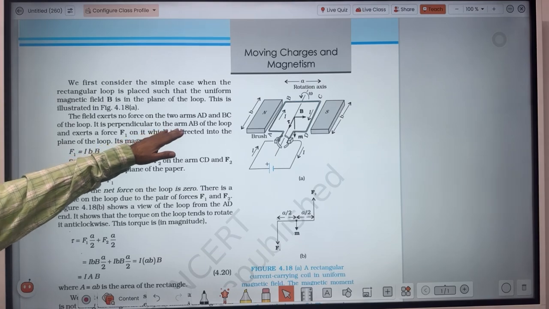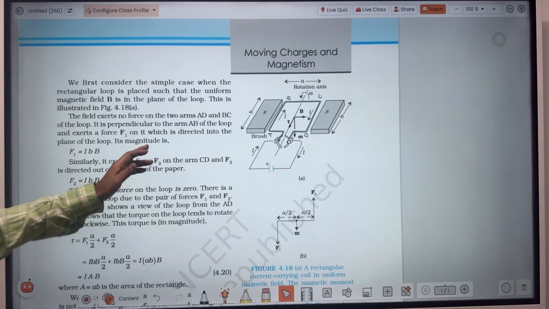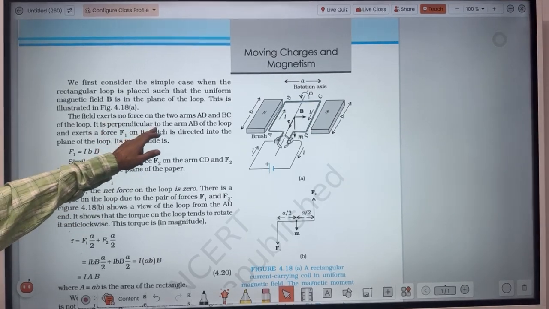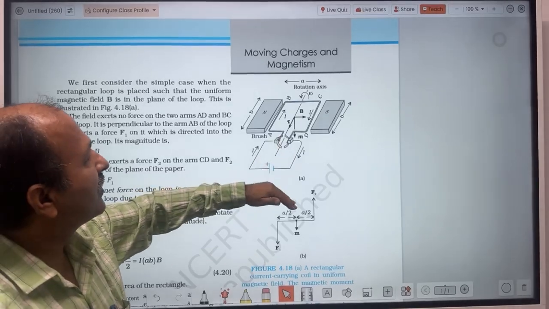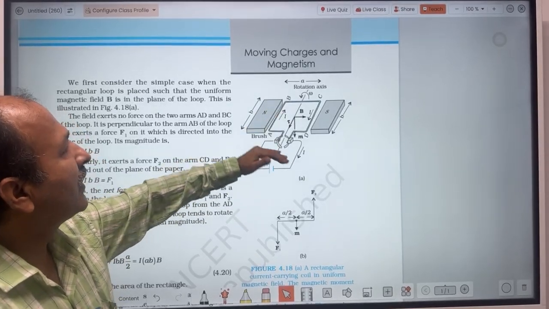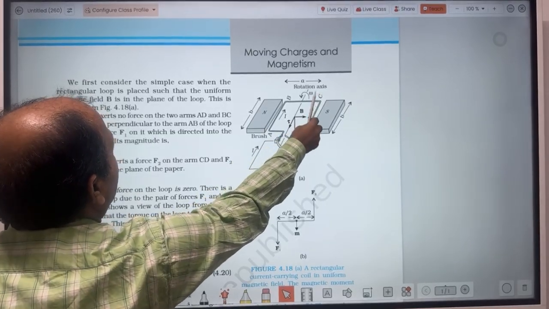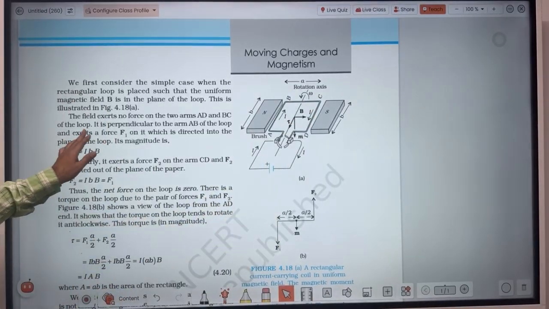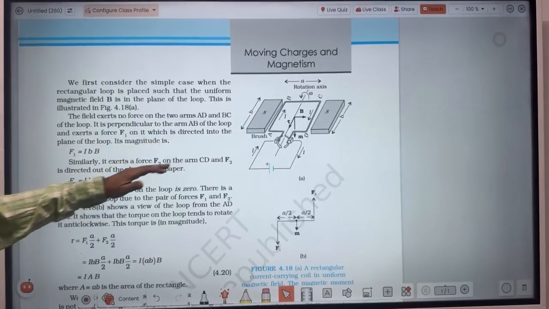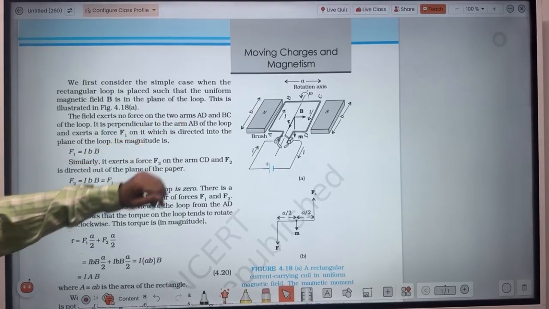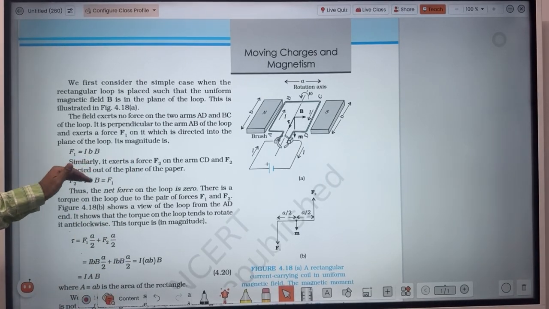It is perpendicular to the arm AB of the loop and exerts a force F1, right? Where is arm AB? Arm AB is this, correct? So on this arm there will be force. So it is perpendicular to arm AB of the loop and exerts a force F1 on it, which is directed into the plane of the loop. That is shown there. So we can write force equal to BIL sin theta.